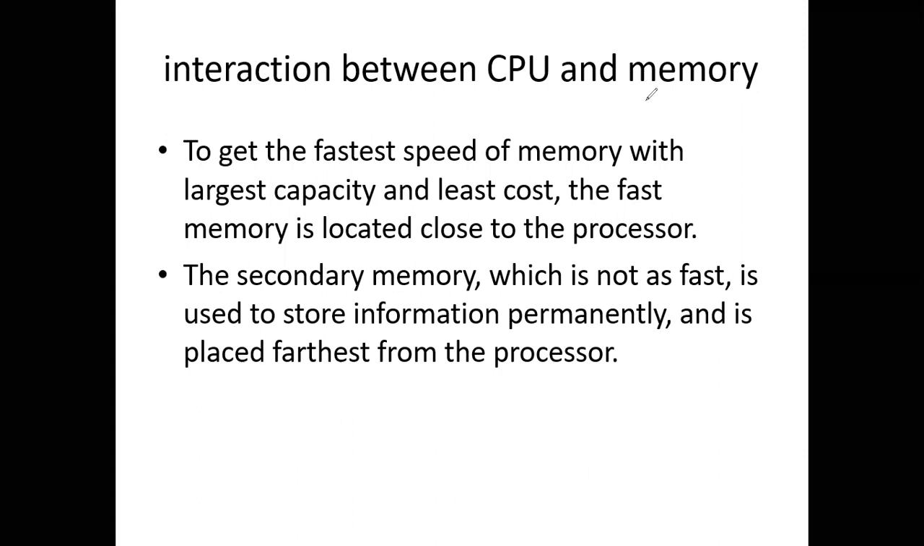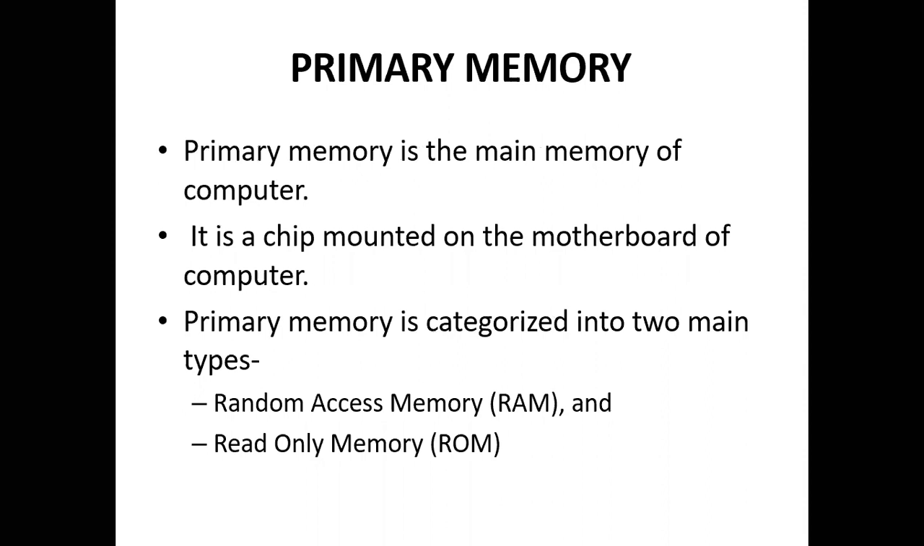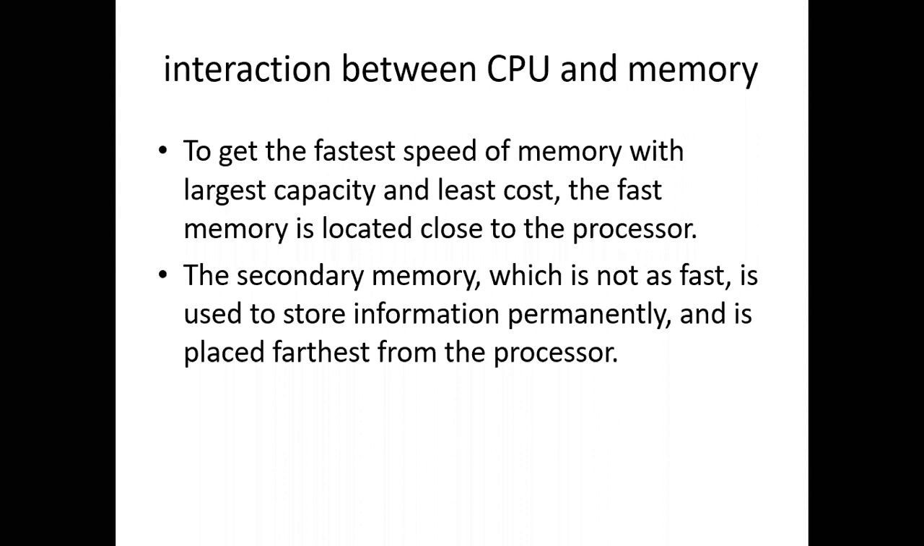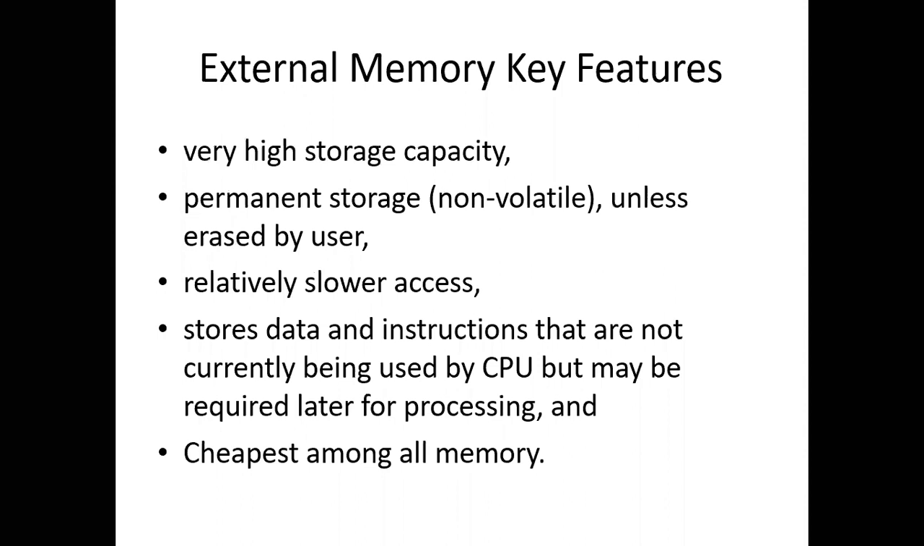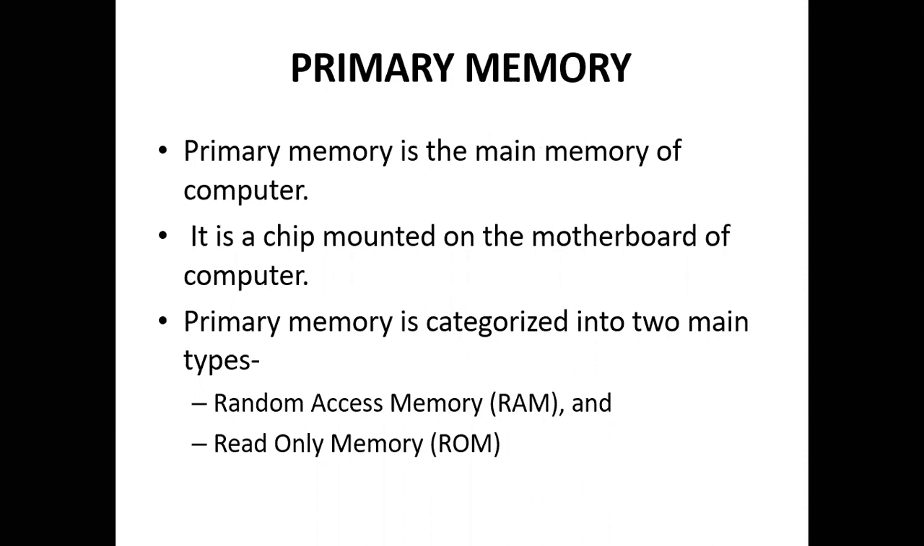All right. The primary memory. When we talk about the primary memory, one thing that we pointed out is that the primary memory is also referred to as the computer's main memory. This main memory is a chip which is mounted on the motherboard. We have two categories of primary memory.